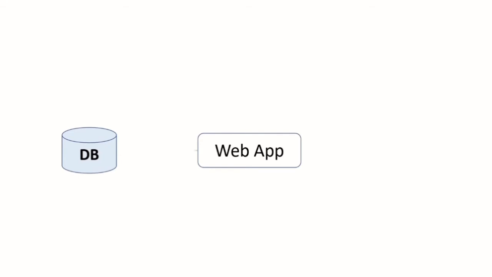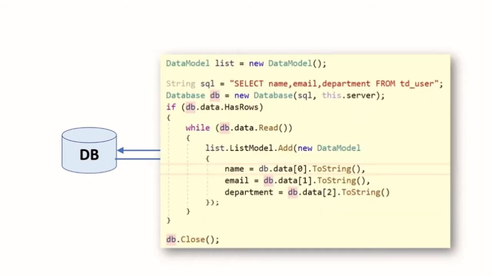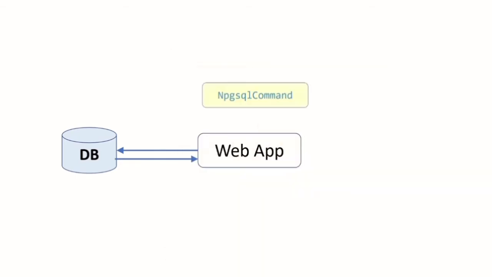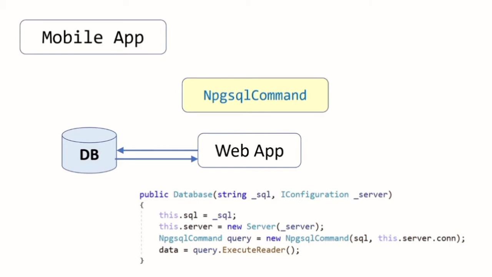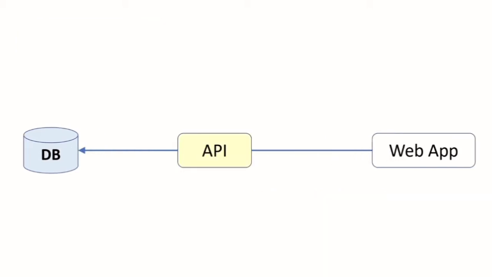I showed you how to make a request to the database and get a response from the database by using this CRUD command and this Npgsql CRUD library. The problem is, next time you create another application, for example a mobile application, and you want to fetch data from the same database, you have to rewrite this CRUD command again. So this is not the ideal way. There's a better way to do this using an API.